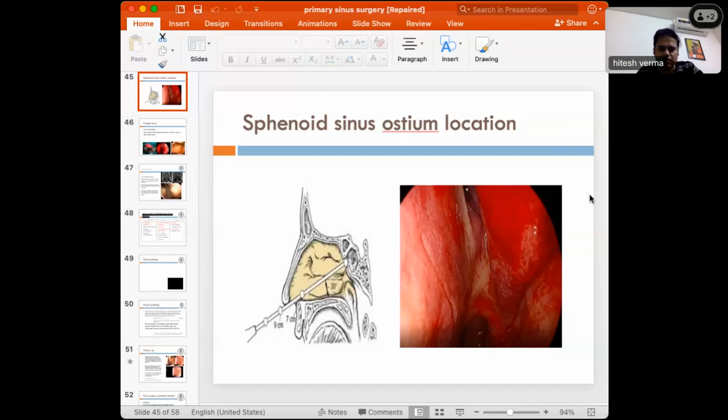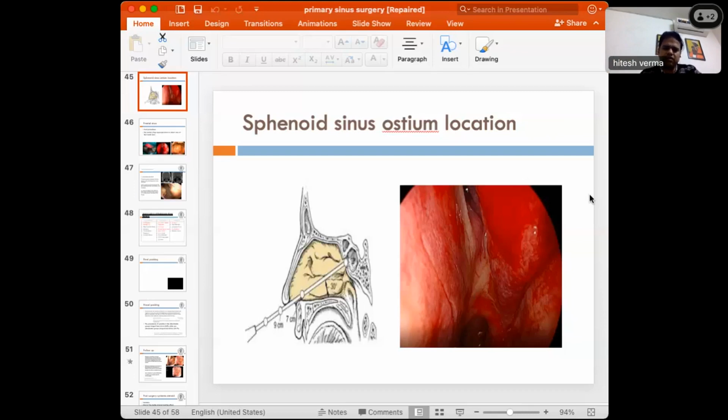So how to decide? Polyp should be removed completely, because if it is partially removed, maybe the nasal cavity is improved, but disease recurrence can be there. So polyp should be removed completely.